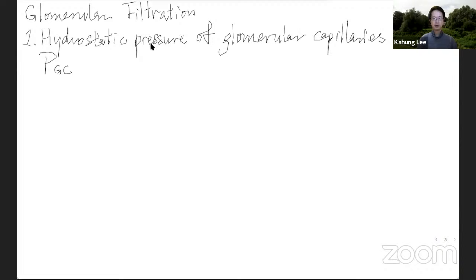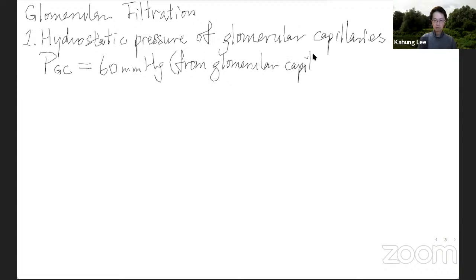We talked about hydrostatic pressure in the cardiovascular system. We have the hydrostatic pressure from the capillary and hydrostatic pressure from the interstitial fluid. So hydrostatic pressure in the capillary is PC, hydrostatic pressure of the interstitial fluid is PIF. So here it is the glomerular capillary, so we call it PGC. And then PGC is around 60 millimeter mercury. And then the direction is basically from glomerular capillaries to Bowman space.